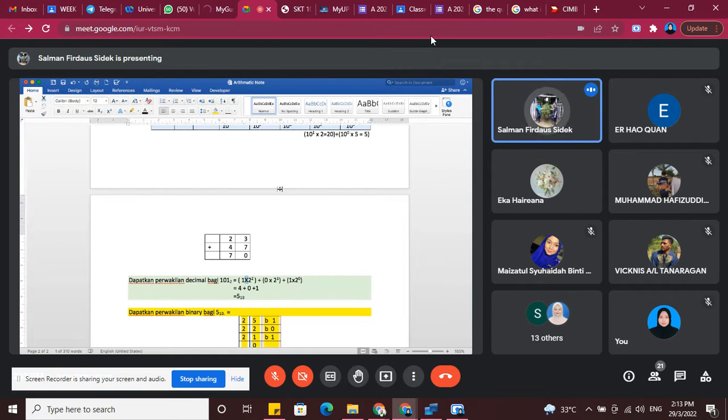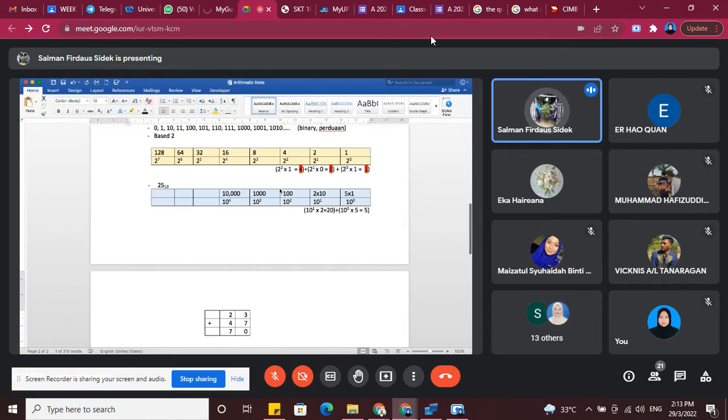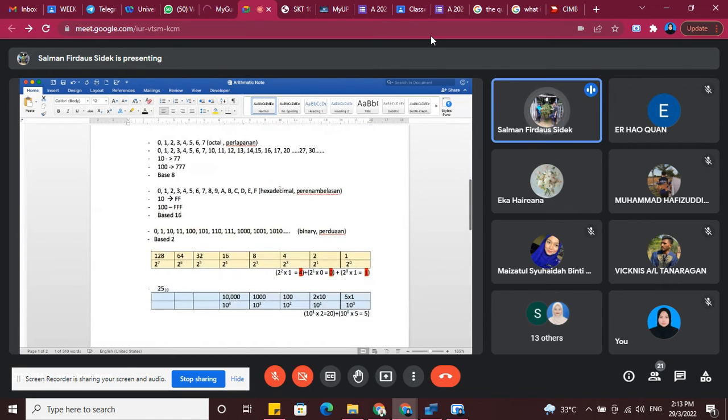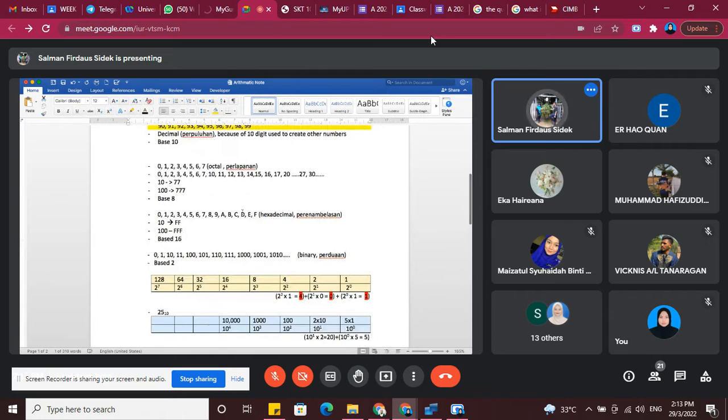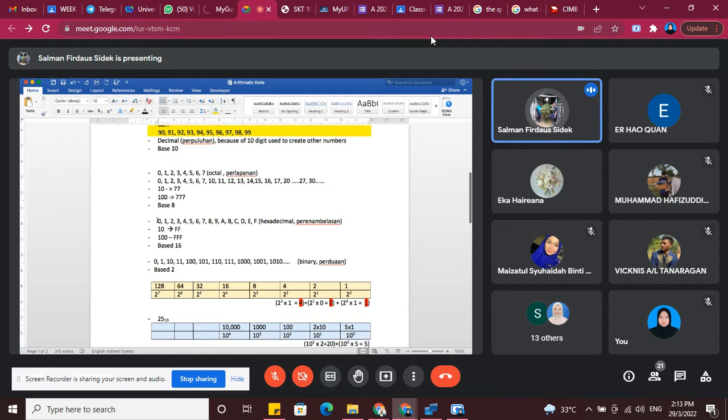Nanti memang kita akan sampai pada topik berkenaan, tapi kalau nak tahu buat masa ni boleh juga, tak ada masalah pun. Okay, so untuk dapatkan 11, how to get 11 using hexadecimal. This is the sequence of hexadecimal starting with 0 to F. Okay, saya faham soalan awak tu.